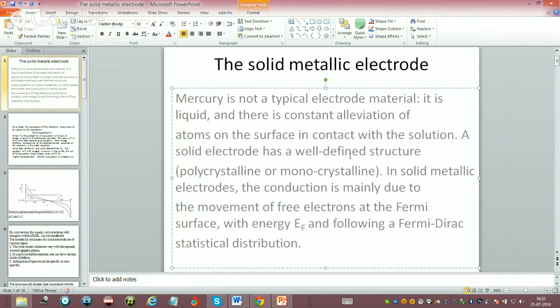So now, when we use metals, they can be monocrystalline or polycrystalline metal sheets, metal rods, whatever it is. In solid metal electrodes, the conduction is mainly due to the movement of free electrons, because we are talking about metals, as we already discussed. And the electrons at the Fermi surface, or Fermi energy, Fermi surface is the correct term because of the three-dimensional situation. So the Fermi energy is an important parameter.